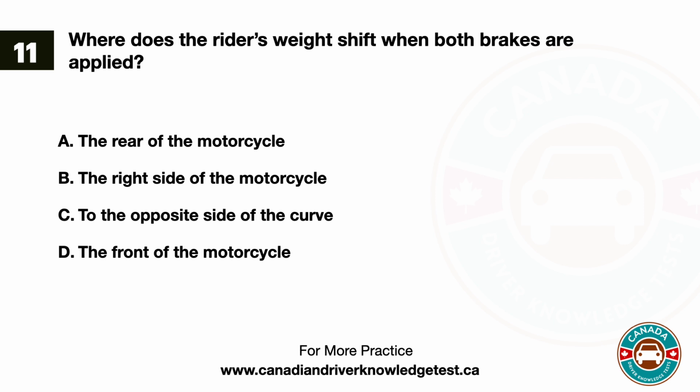Question 11. Where does the rider's weight shift when both brakes are applied? A. The rear of the motorcycle. B. The right side of the motorcycle. C. To the opposite side of the curve. D. The front of the motorcycle. The answer is D. The front of the motorcycle.